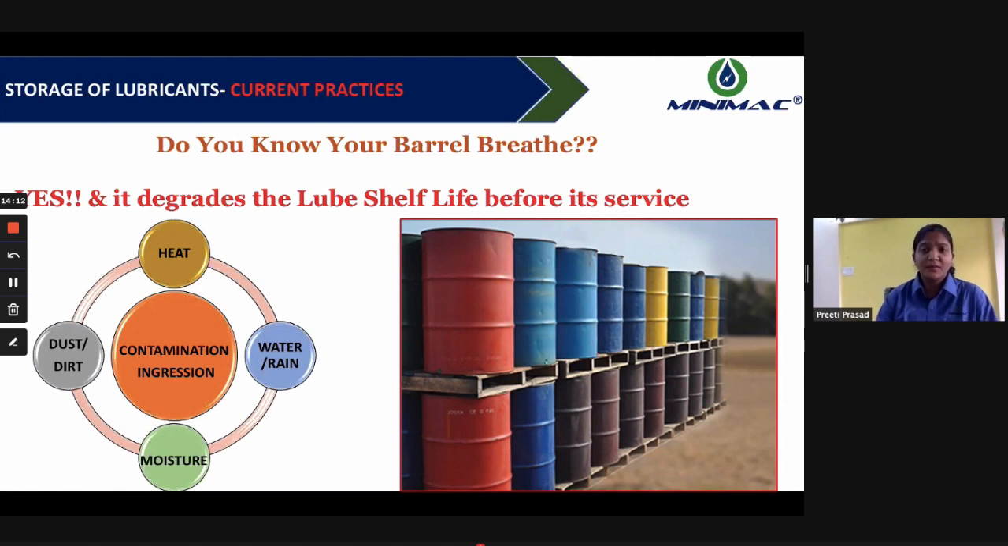And when lubricants are stored in the outside area, the barrels are exposed to environmental conditions, the ambient atmosphere, which includes the heat, the water, rain, the moisture, the dust, which will all get into and mix with your lubricant and degrade the quality of your lubricants at the very starting level. Before it even starts its lube shelf life, the quality and the target yields get degraded.